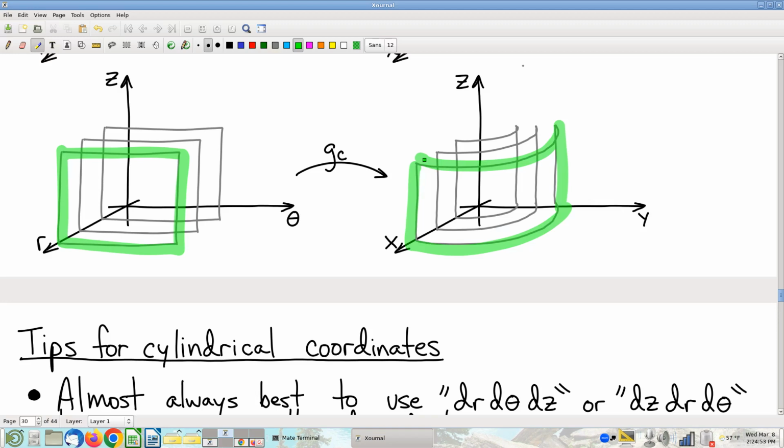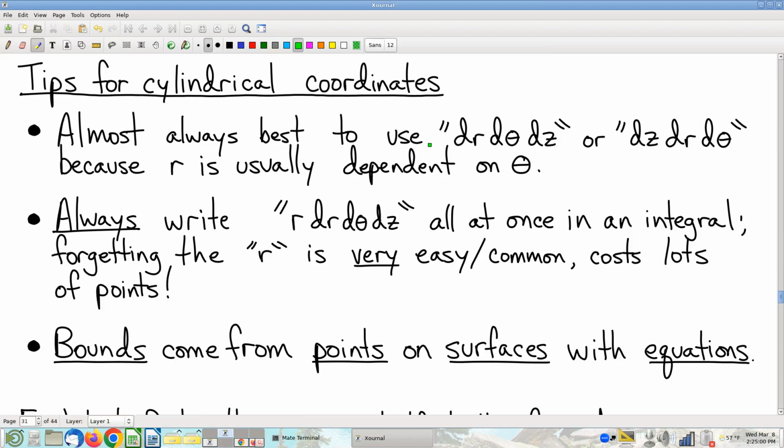Part of a cylinder. Okay. So we're going to do some cylindrical coordinates examples now, and a couple tips and tricks.